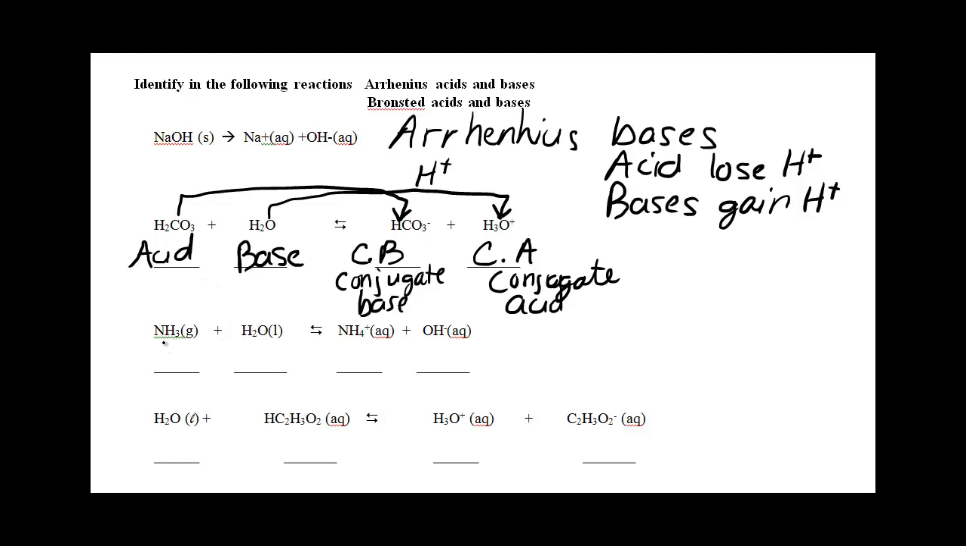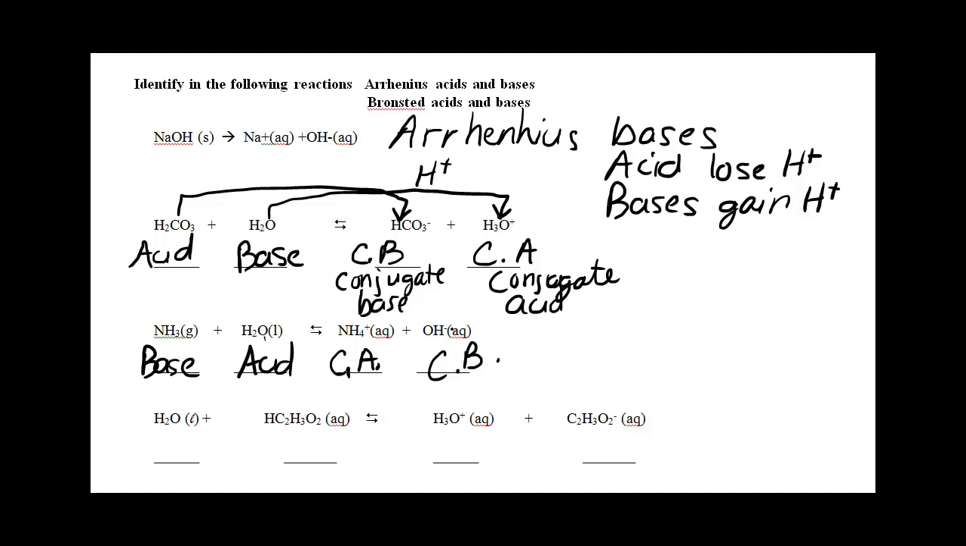Okay, so look at this. NH3, find the partner on the other side of the equation that only has the difference of one hydrogen. So NH3 to NH4, how did it do that? It gained, so that means NH3 is a base. Therefore, water has to be an acid. You can only have one acid and one base on each side. So if NH3 is the base, NH4 is the conjugate acid. If water is the acid, hydroxide is the conjugate base.